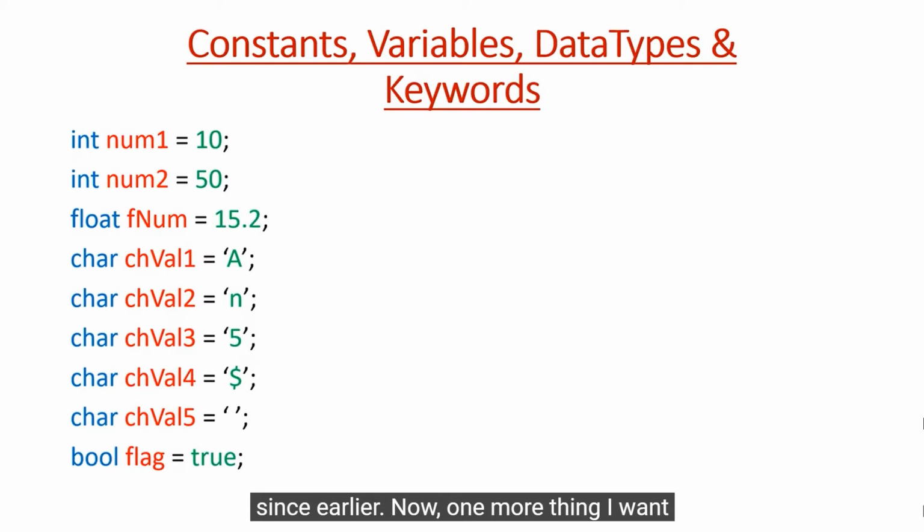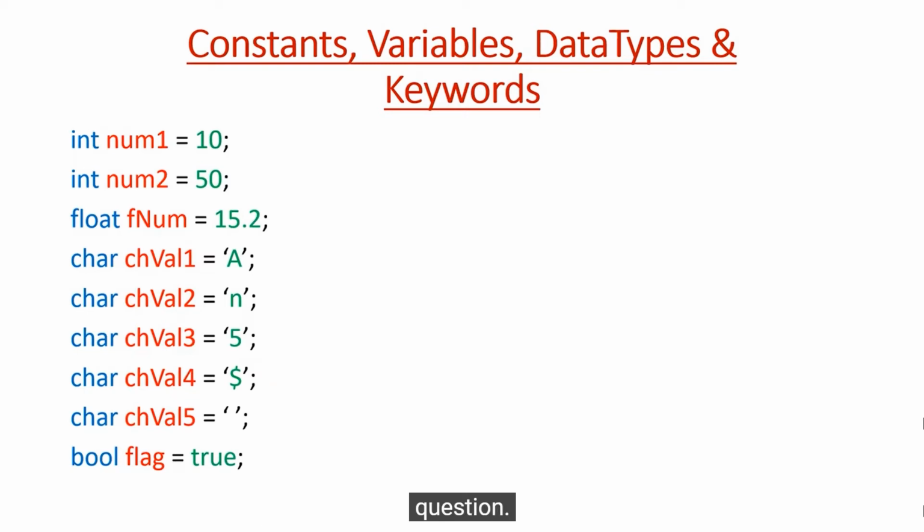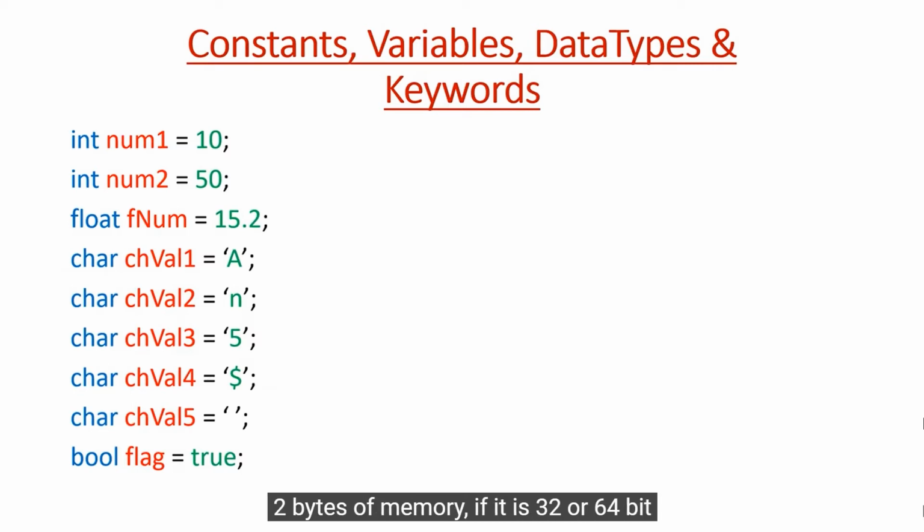Now one more thing I want to let you know. If we declare an integer variable, how much memory does it reserve in RAM while executing the program? This is a very important question. If you have 16-bit architecture system, then it will reserve 2 bytes of memory. If it is 32 or 64-bit architecture, then it will reserve 4 bytes of memory. Then again, floating point reserves 4 bytes of memory. Character variable reserves 1 byte of memory. Boolean reserves 1 byte of memory. Then double floating point reserves 8 bytes of memory, like that.